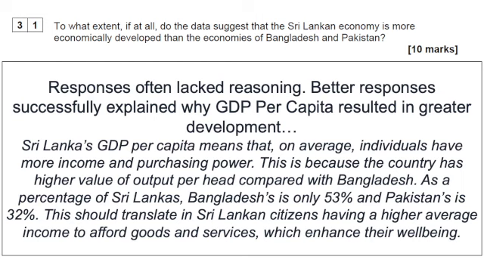So Sri Lanka's GDP per capita means that on average, individuals have more income and purchasing power. This is because of the country's higher value of output per head compared with Bangladesh. As a percentage of Sri Lanka's, Bangladesh is only 53% and Pakistan's 32%. So this should translate into Sri Lankan citizens having a higher average income to afford goods and services, which enhances their well-being. That provides more reasoning. That's more realistic. That's better use of data. That gives more subject knowledge in terms of what GDP per capita is and why it's appropriate for, for example, development.